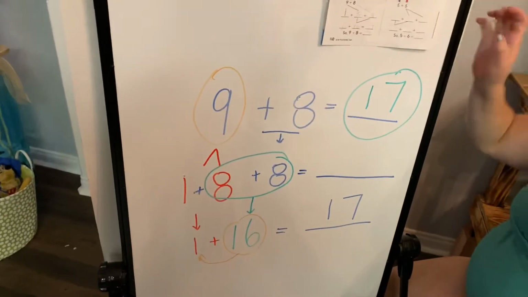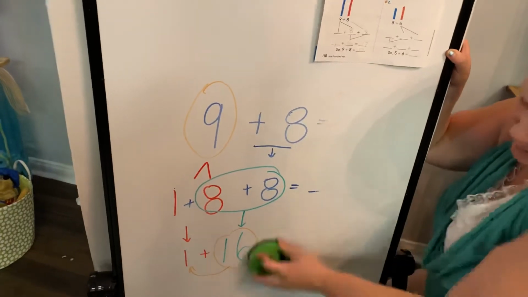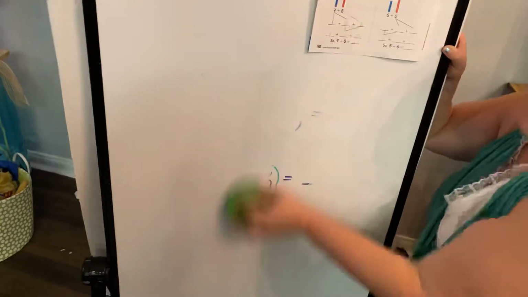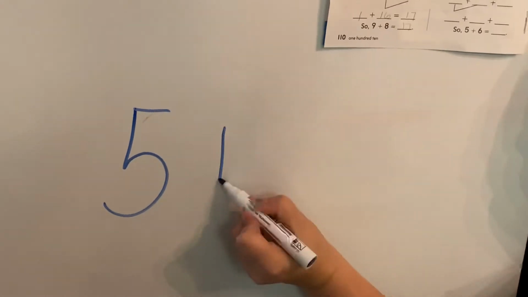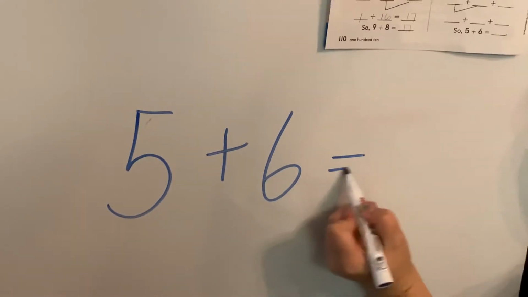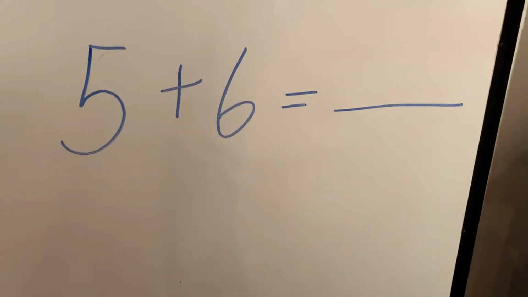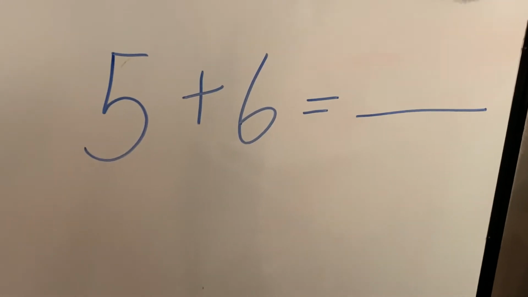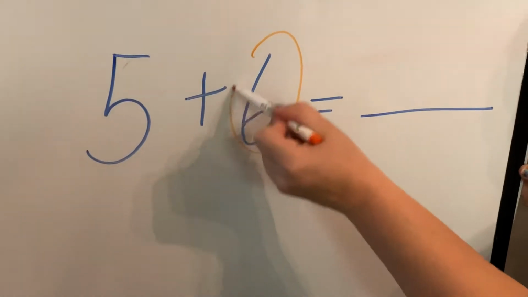Okay, let's try this next one. Mrs. Pelletier is going to erase her whiteboard. If you're using your whiteboard along with me, you should erase yours, please. And let's write our next equation. 5 plus 6. So, right up here, I have my 5 plus 6 equals blank. Okay, looking for the number that's the largest number. Which one has my largest number? That's going to be right here, my 6.